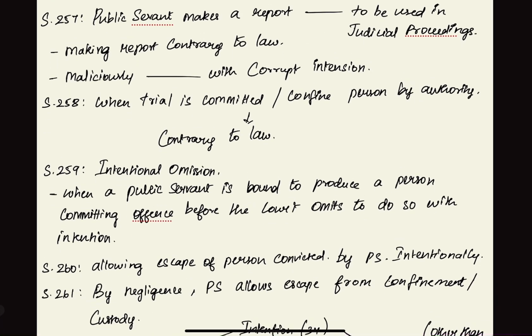Section 258 deals with when trial has been committed, or confined person by authority. So when a person has authority to commit a trial to another court or has power to confine a person under authority of law, when he goes against law, when he carries out such powers contrary to law, they shall be held liable under this section 258.